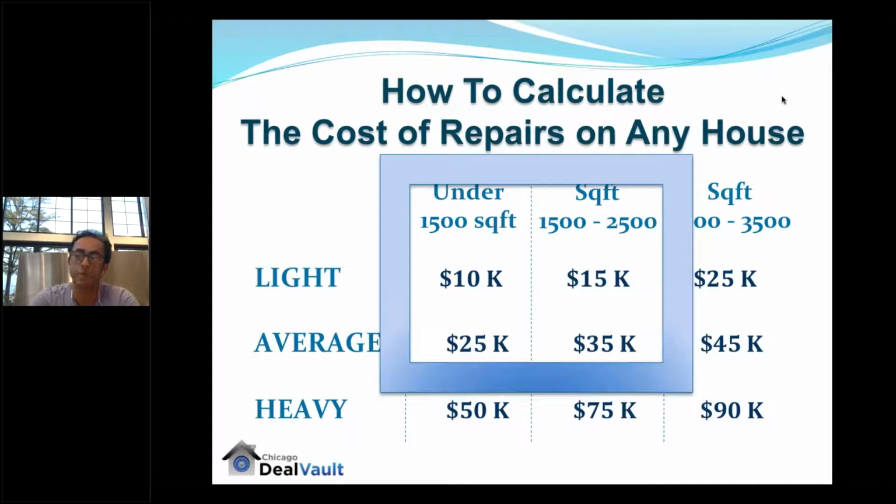Okay, so now we've talked about two numbers, ARV, very simple. I mean, you don't need a calculator, you don't even need to look at the computer, right?